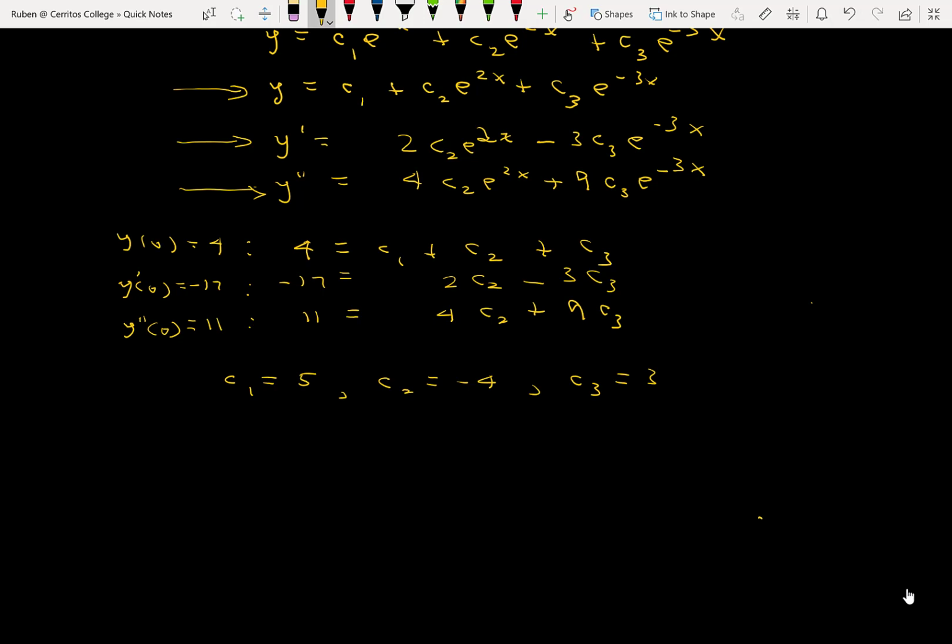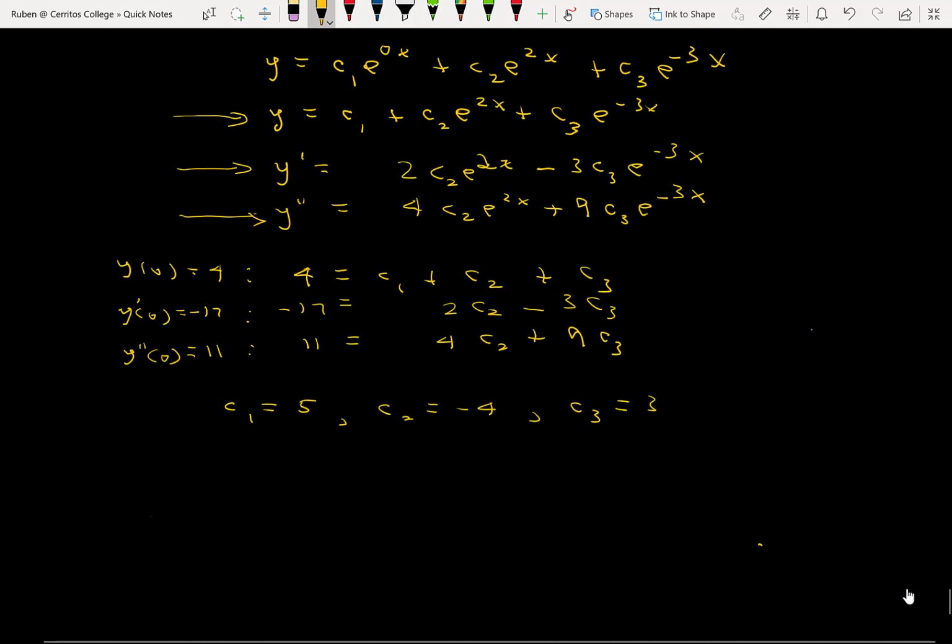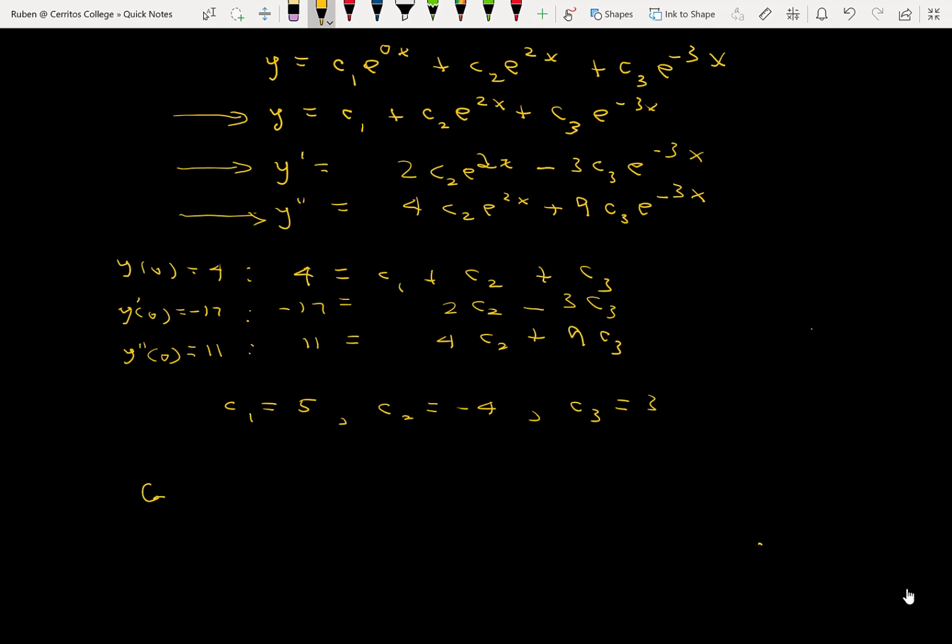So the only thing left to do then is to state our general solution to our differential equation. It is y equals C1, which is 5, plus C2 e to the 2x, so minus 4 e to the 2x, plus C3 e to the minus 3x, so plus 3 e to the minus 3x.